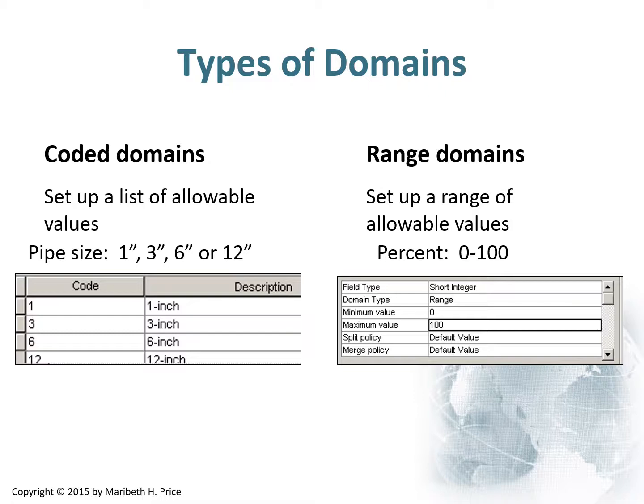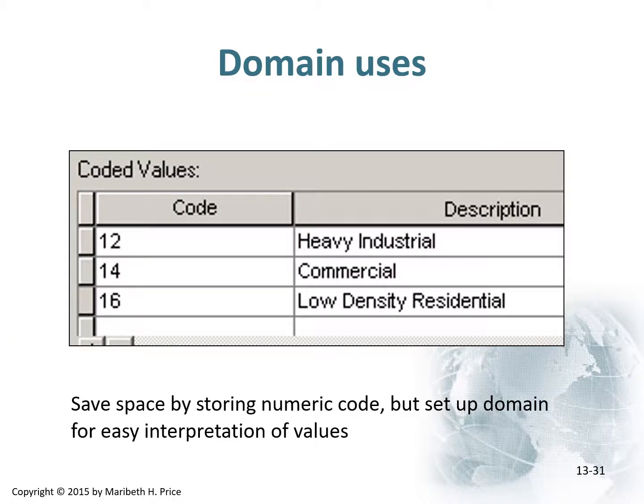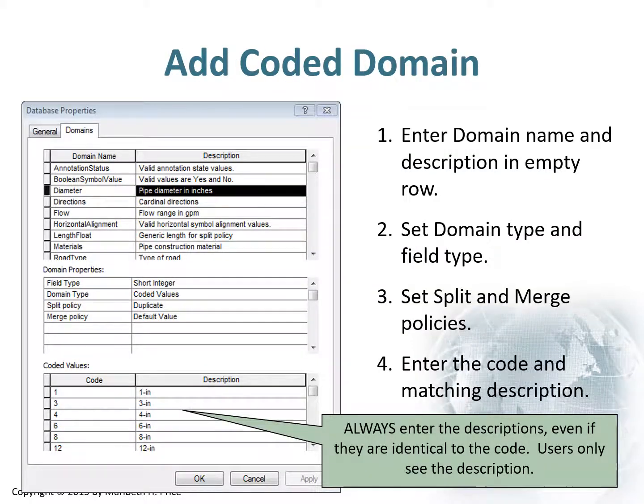Code and range, we talked about those a little bit earlier. What are some of the issues? Save space by storing numeric codes, but set up a domain for easy interpretation of values. Yeah, it makes it easier and quicker to put stuff in, and then it automatically translates it. Coded domains, always enter the descriptions even if they're identical to the code. Users only see the descriptions when you put the stuff in.